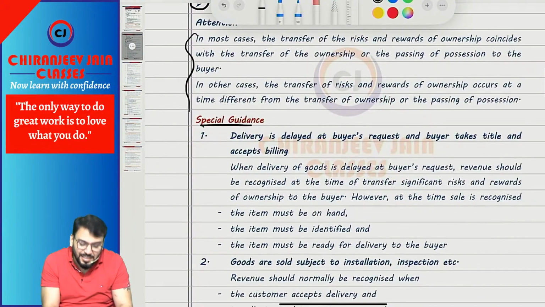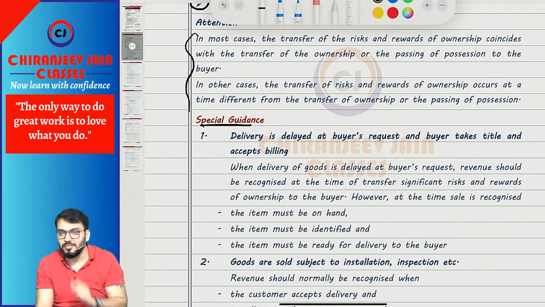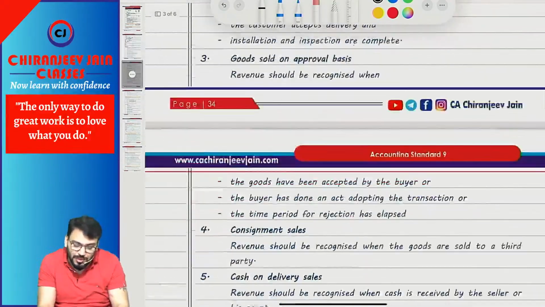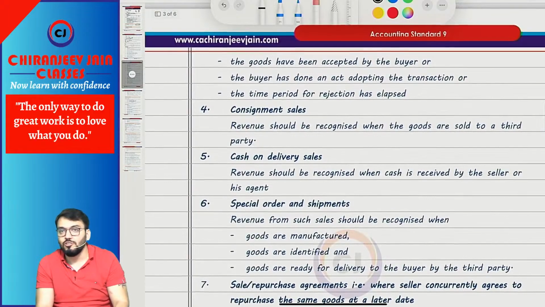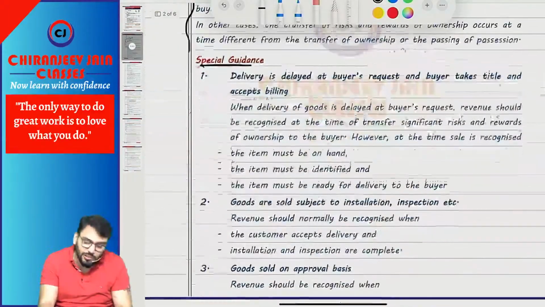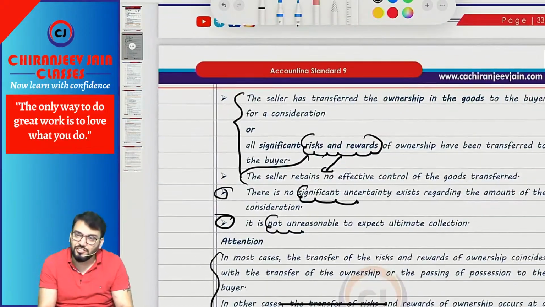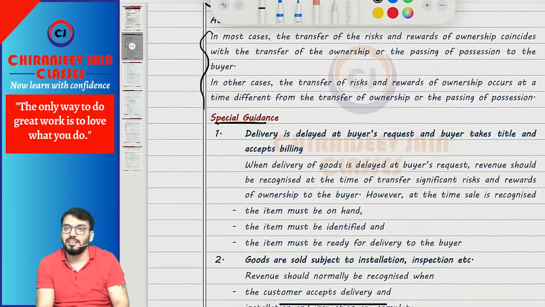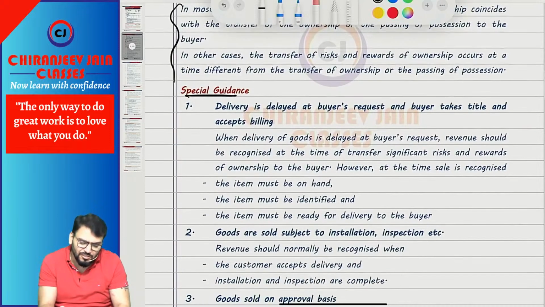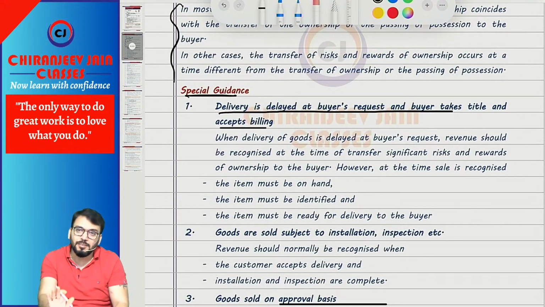Now there are some special guidance. Let us do one by one. Normally in the exam, questions will be asked from the special guidance. So you need to write down with these conditions, you need to also mention the special point. First we need to write down these three conditions and then write down about the special guidance. Correct? So the first guidance we have already done: the delivery is delayed at buyer request and the buyer takes the title and accepts the billing. It means they have accepted the bill, so there is invoice transfer, ownership transfer.